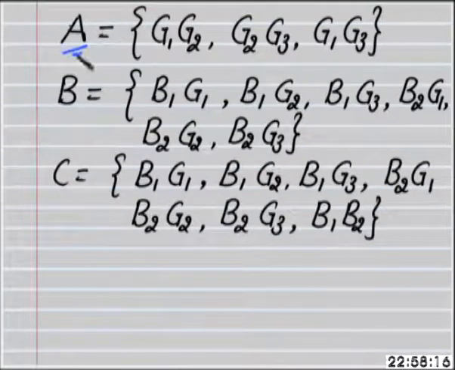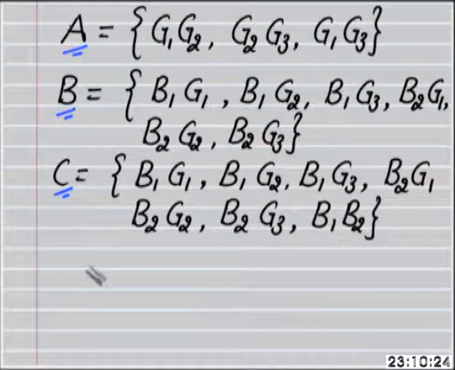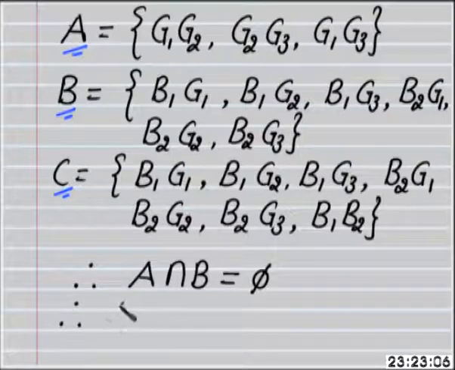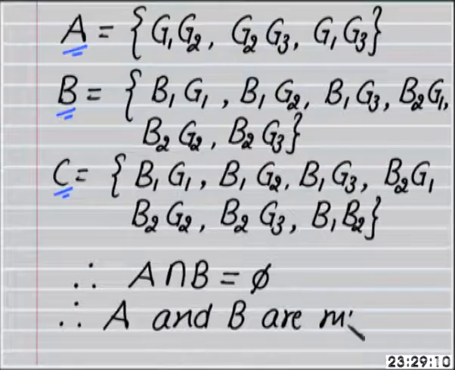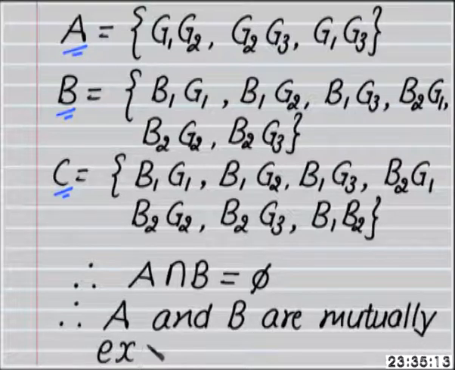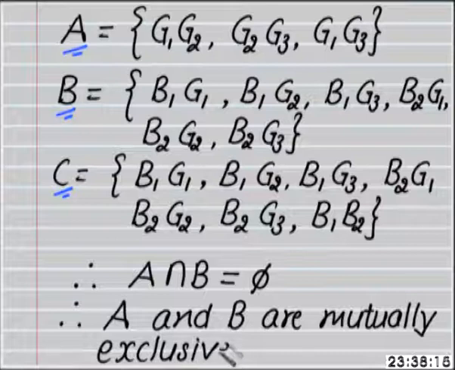So here we get set A, set B and set C. So we find that set A and set B do not have any common members. Therefore we can say that A intersection B is a null set. Therefore set A and B are mutually exclusive, so thus event A and B are mutually exclusive events.